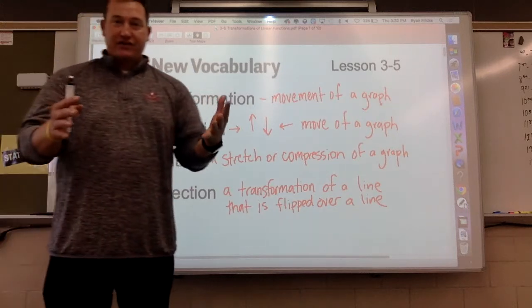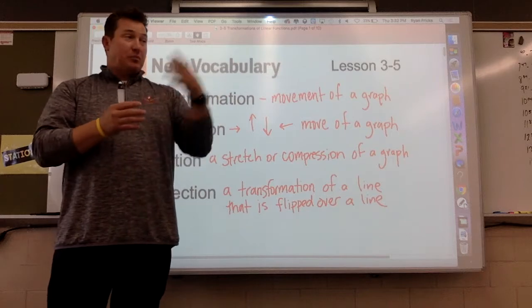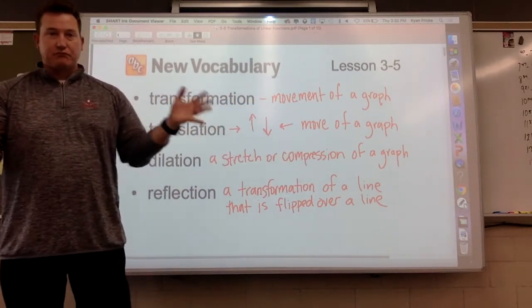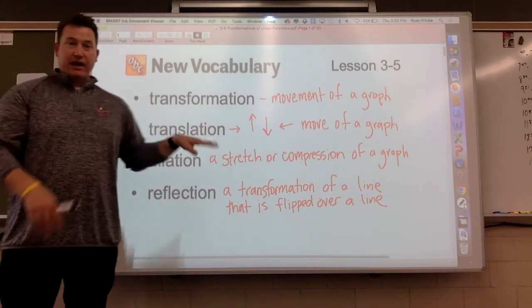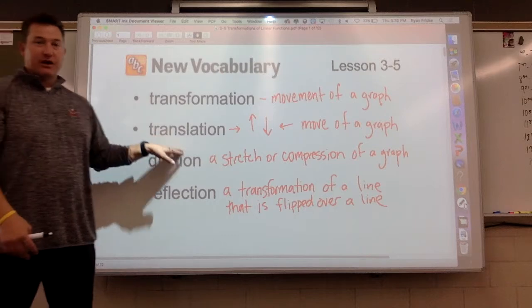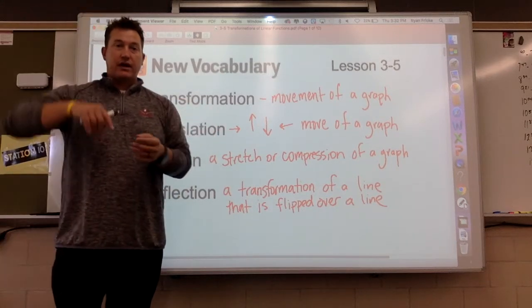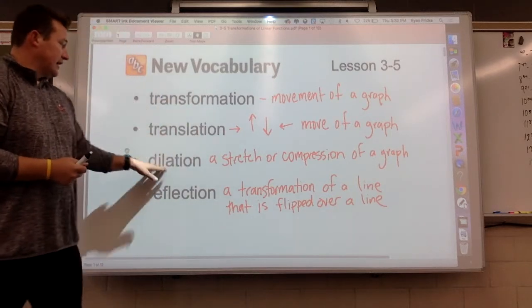All right, well, what is a transformation? A transformation, guys, is just a movement of one graph to another place on a coordinate plane, right? So we have here a movement of a graph. We have different types of transformations, right? And bam, here they are. So we have translations. These are up, down, left, right moves. So we can move it up, down, left, or right, just depending upon what it looks like.